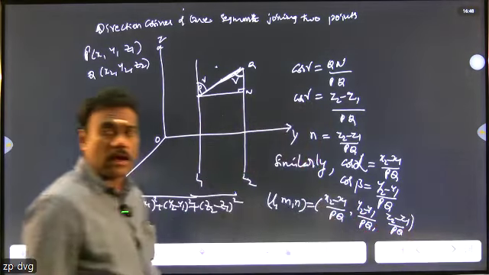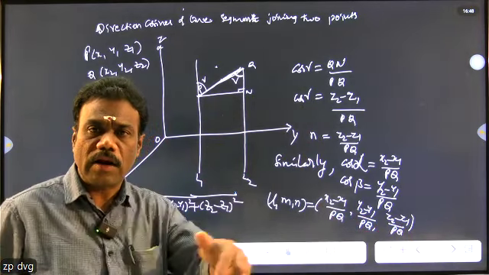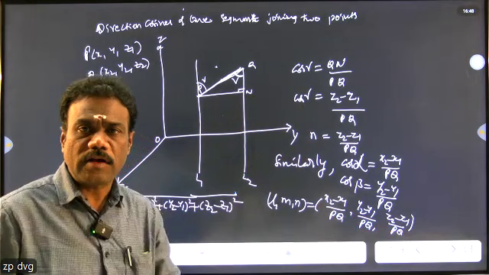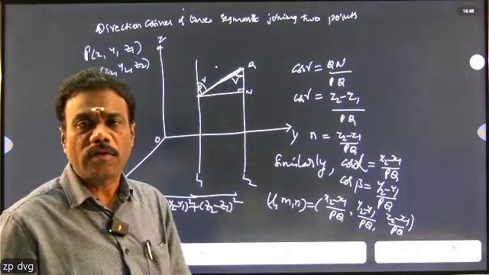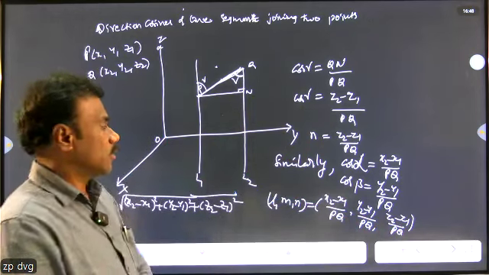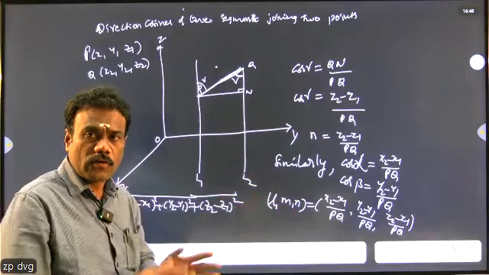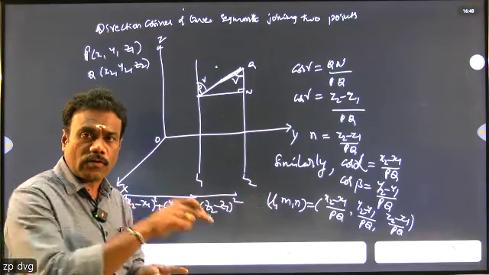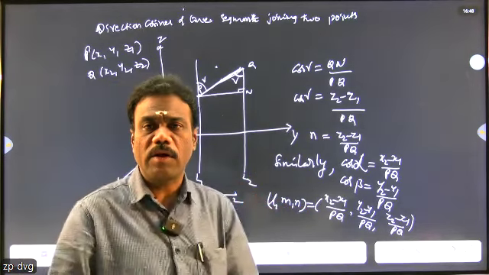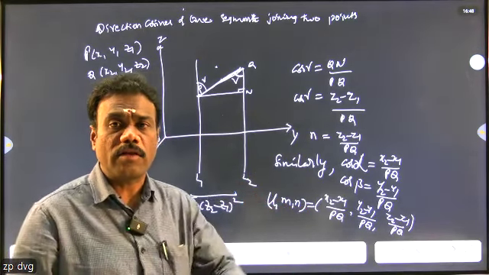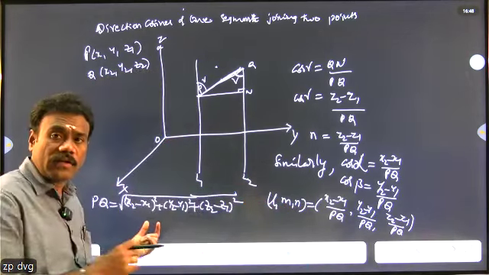So the direction cosines of the line joining P(x1, y1, z1) and Q(x2, y2, z2) are (x2 minus x1) by PQ, (y2 minus y1) by PQ, (z2 minus z1) by PQ. So this is the formula for finding the direction cosines when 2 points are given in space, where PQ is the distance between the 2 points.